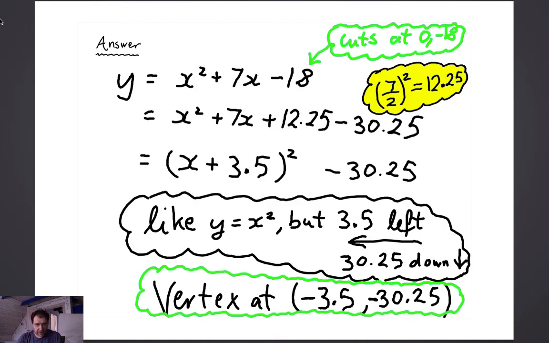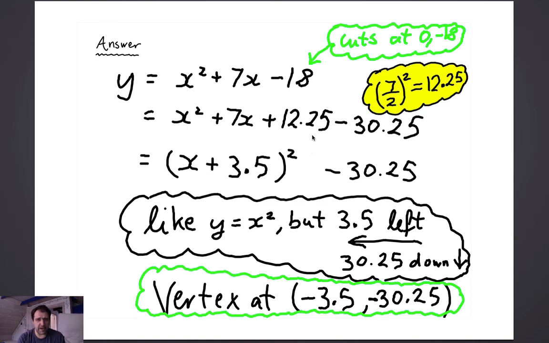So there it is, y equals x squared plus 7x minus 18. Now, by the way, the minus 18 on the end tells us it's going to cut the y-axis at minus 18, because when x is 0, y will be minus 18. So that's telling us something about the graph. I'm going to try and take the coefficient of x, which is 7, halve it, which is 3.5, and square that, which is 12.25.